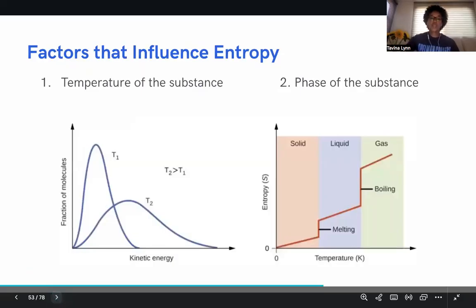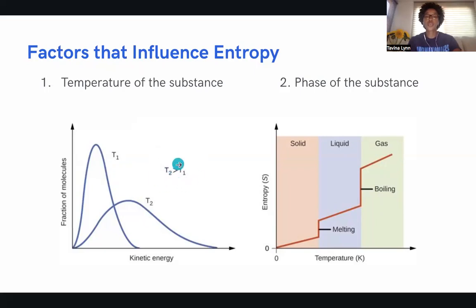So factors that influence entropy. I'm highlighting two here. They're not only these two, but these are two that we will focus on. One is the temperature of the substance. So in this left graph here, we have the fraction of molecules graphed against their kinetic energy, and we're told that temperature 2 is greater than temperature 1.